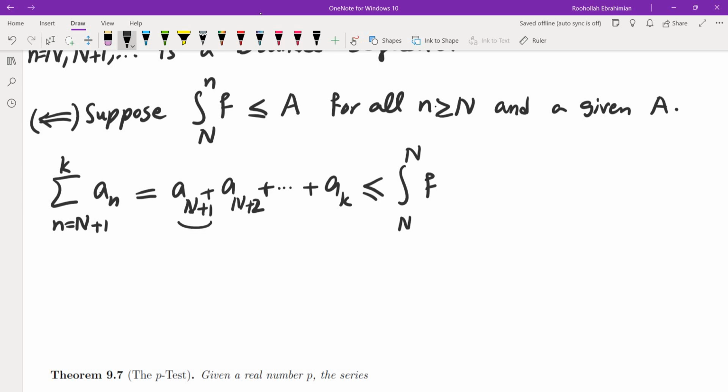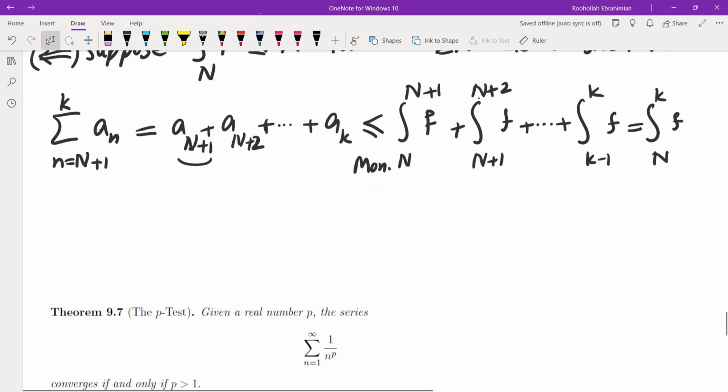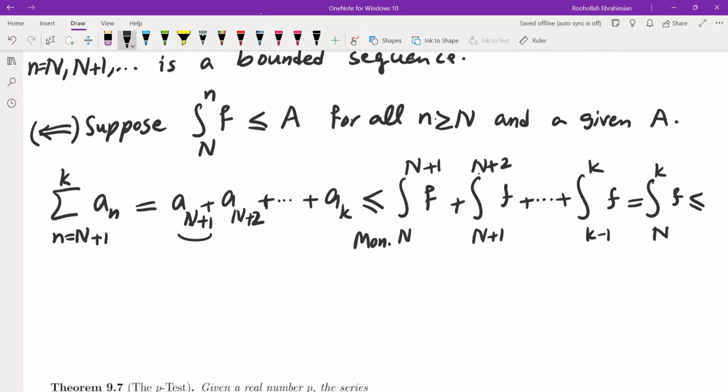This would be from n to n plus 1, because a_{n+1}, this is by monotonicity, is less than or equal to f of x when x is between n and n plus 1. Plus the integral from n plus 1 to n plus 2 of f, plus the integral from k minus 1 to k of f, which is the integral from n to k of f. And we know this is less than or equal to a.